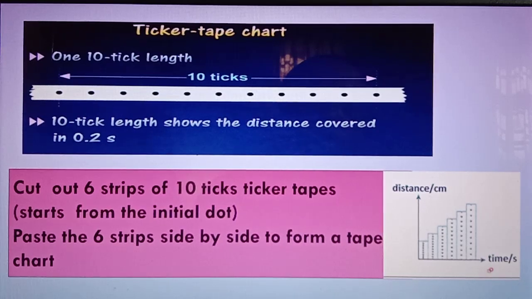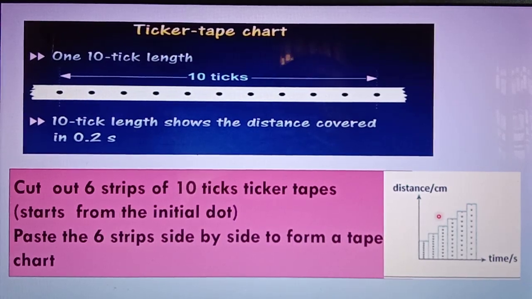Actually, from the tape chart, we can also determine speed, velocity, distance travelled, and acceleration. For this 10 tick length, the time taken equals 10 times 0.02, so the time taken is 0.2 second. Meaning the first strip, time taken 0.2 second, second also 0.2, third also 0.2, fourth 0.2, fifth 0.2, sixth 0.2, because the time taken for one tick is always constant.